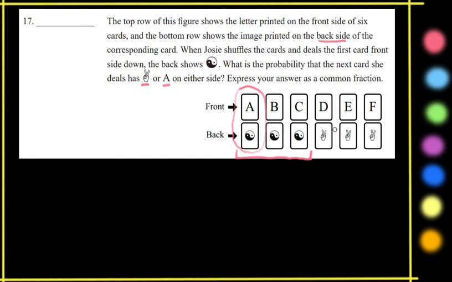Okay, so which cards would satisfy those conditions? So there would be this one. Let's see. There would be this one. There would be this one here. That has an A on this side, and then these 3 over here, right? This one, and this one, and this one. Those are the 4 cards we're looking for. So basically what we're saying is if she lays one of these 3 cards down first, what is the probability that one of these 4 cards are going to be next?